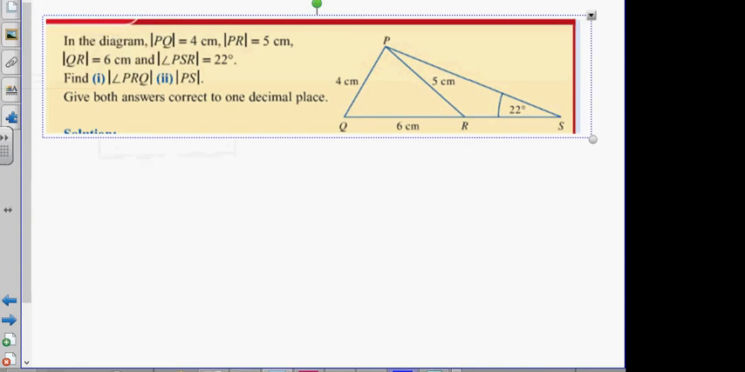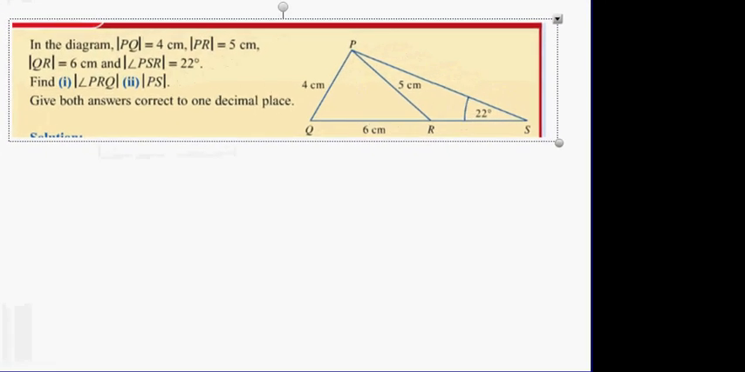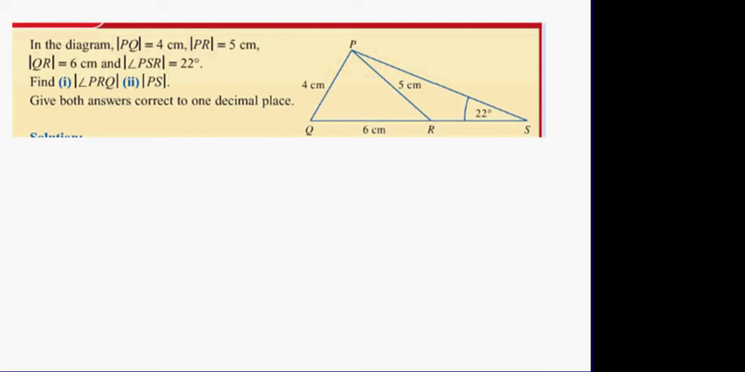This is the second trigonometry test, and this is question 1. In the diagram, PQ is 4, PR is 5, and QR is 6. PSR is 22 degrees. Find the angle PRQ. PRQ, let's mark with X.